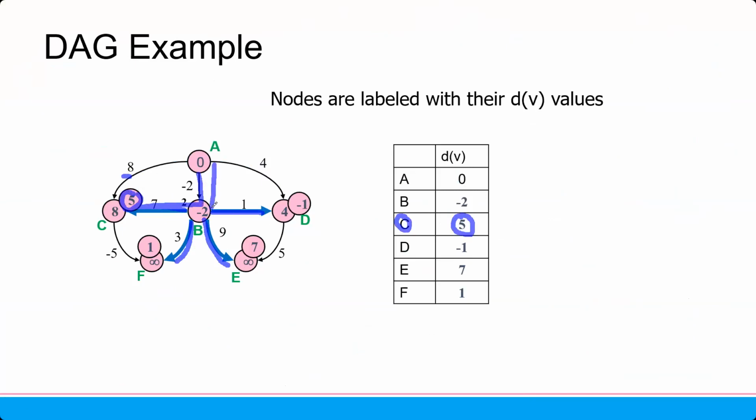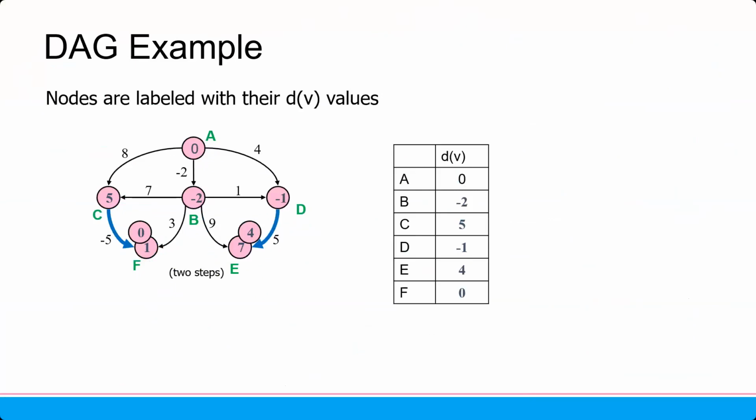From A to B, and I want to go to D. A to D is 4. Now A to B is -2. B to D is 1. At the first time it is 4, but because we can go to D via B, the distance becomes -1. We can go to F. At the original distance it is infinite. So if we look at this one, -2 + 3, now it becomes 1. We can go to E. At the original distance this is infinite. So we have -2 + 9, now it becomes 7.